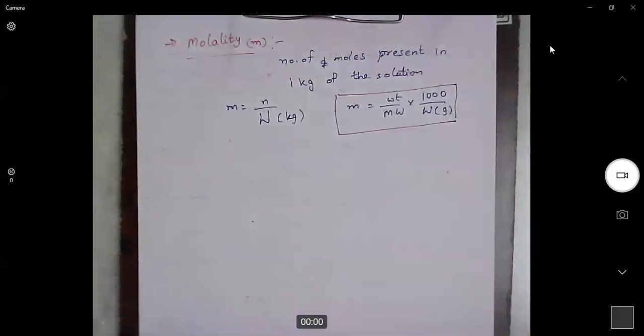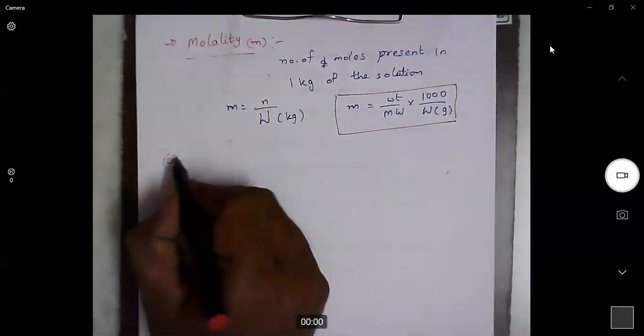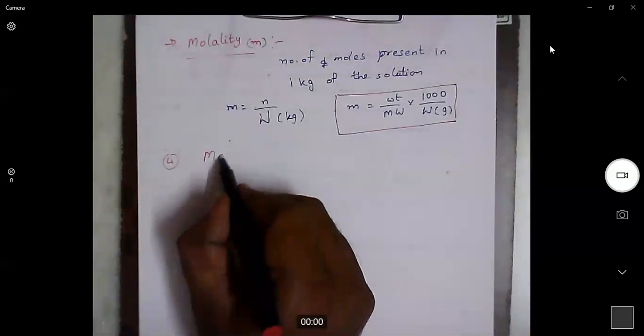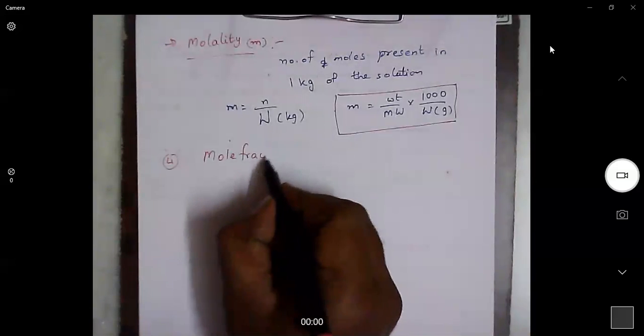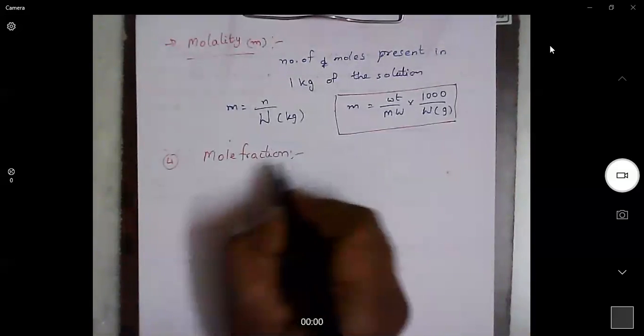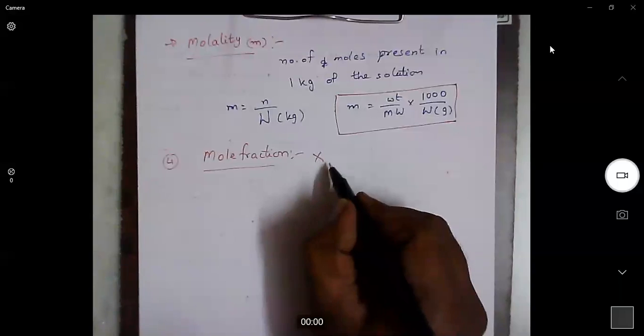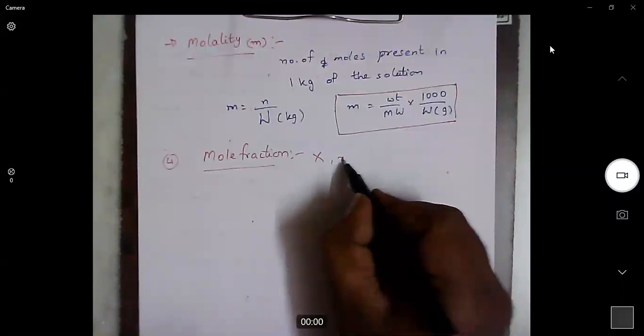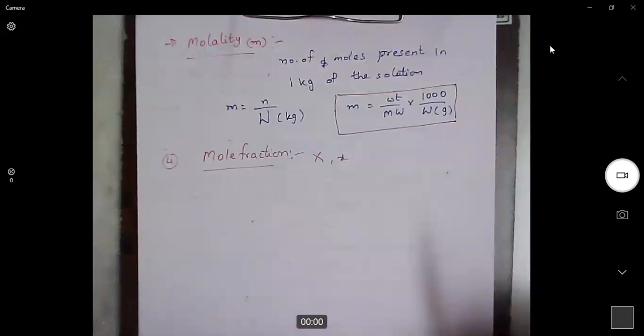The fourth unit used to represent concentrations is mole fraction. It is not exactly a concentration term, which is represented by x, either capital X or sometimes we can use small x. What is mole fraction? Mole fraction, it is a ratio of moles.